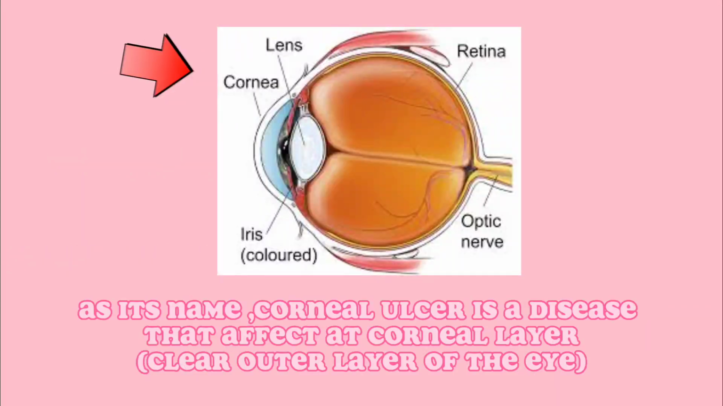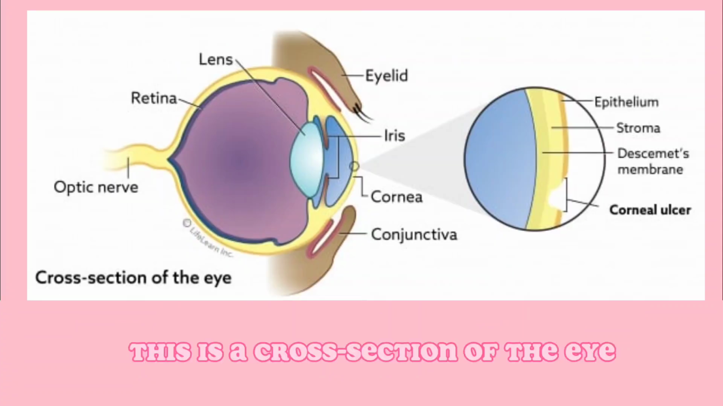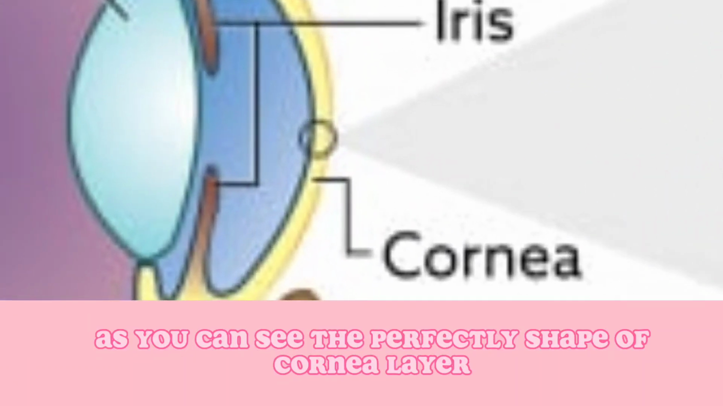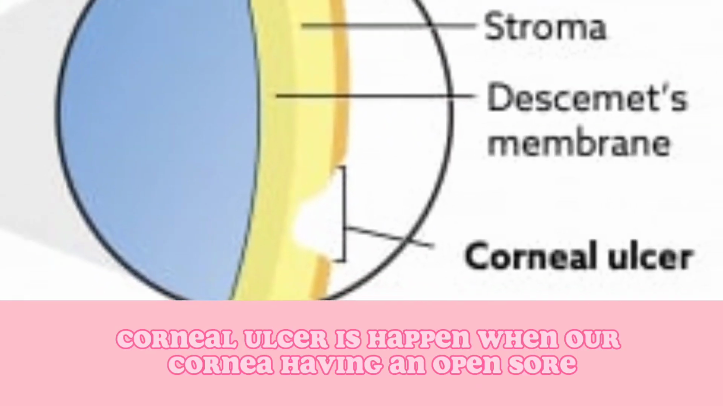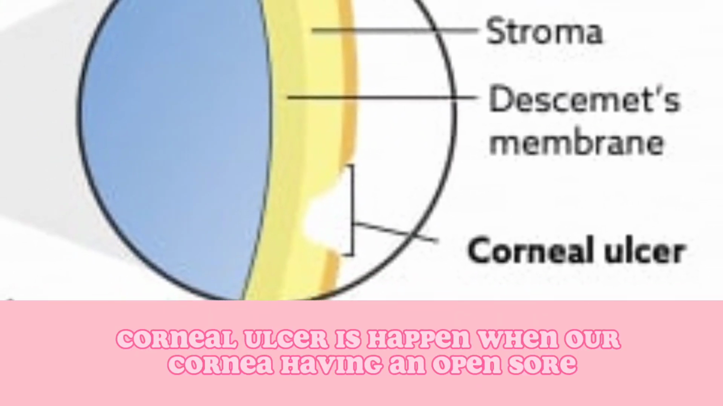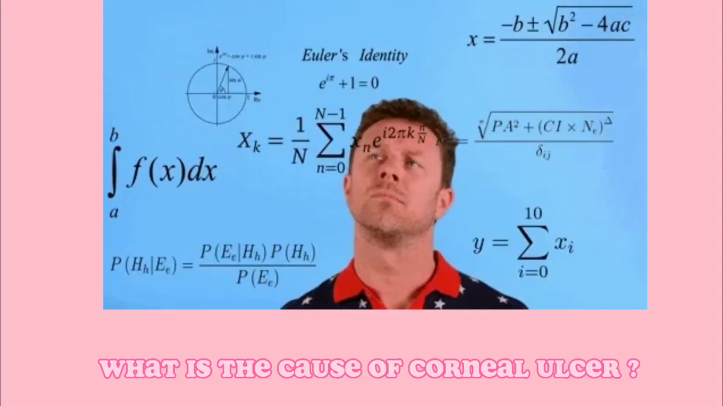Have you heard about corneal ulcer? As its name suggests, corneal ulcer is a disease that affects the corneal layer, the clear outer layer of the eye. As you can see, this is the cross section of the eye. You can see the perfect shape of the corneal layer, and this is the corneal ulcer, where the cornea has a sore.